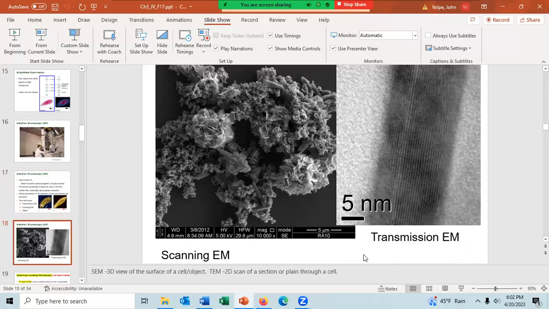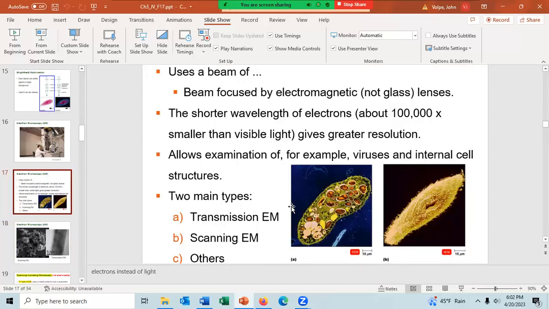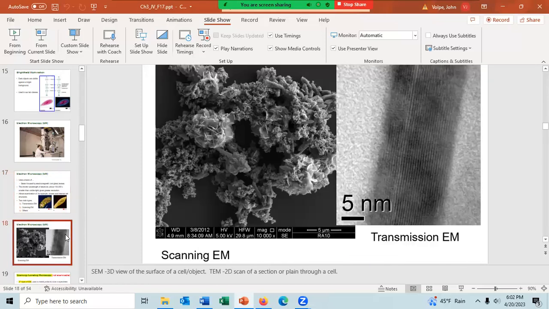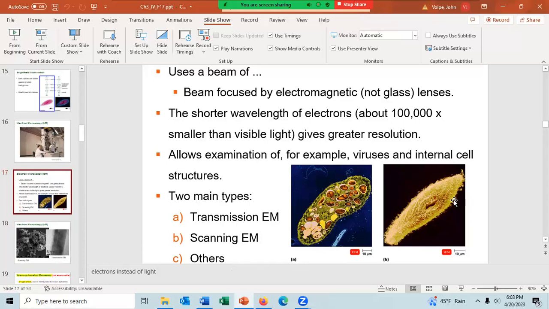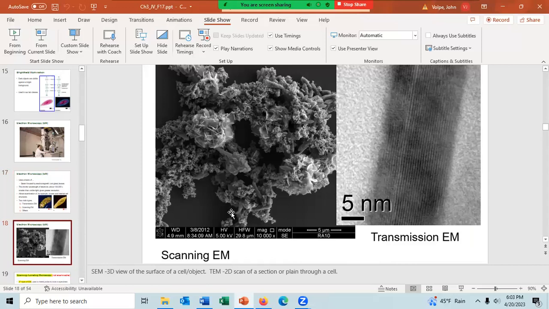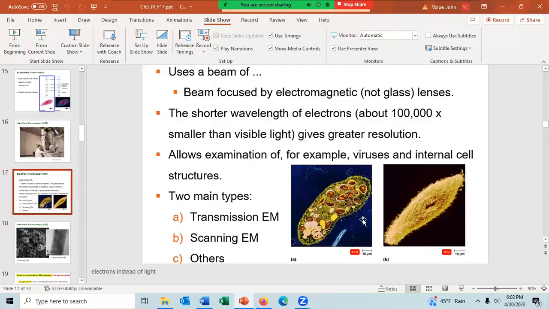Here we're looking at scanning electron microscopy, and you can see clearly this is in 3 dimensions. Scanning electron microscopy only views the surface of an object. We're only seeing the surface of the crystals here, and that's the surface of a cell here.